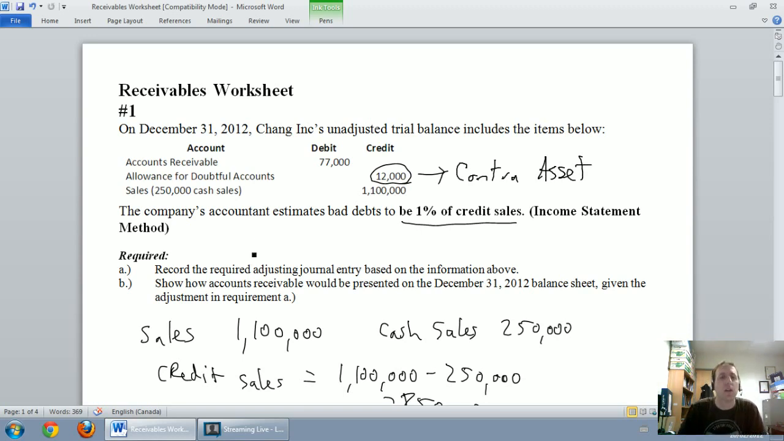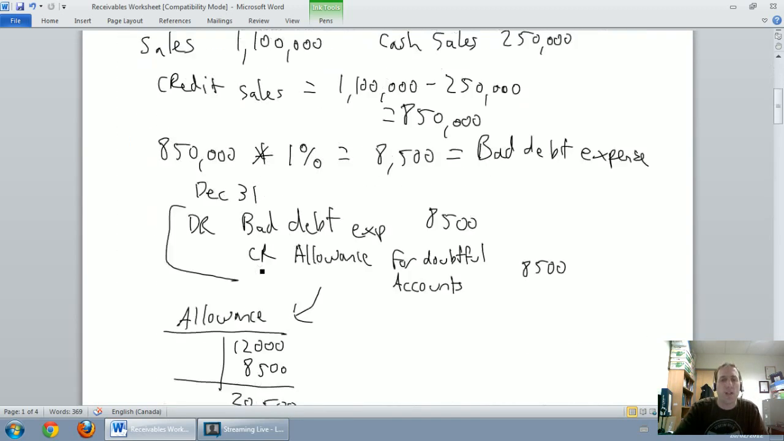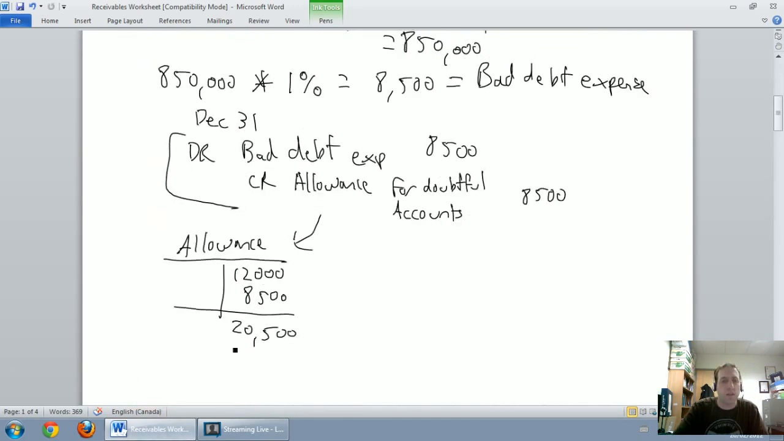Basically, we're saying we have $77,000 in accounts receivable. This allowance for doubtful accounts is our estimate. Remember, it's an estimated amount. The account estimates bad debts, and that creates this allowance. So it's an estimate. And this is the estimate for the amount of the accounts receivable we don't think we're going to collect. So at the end of the year, we have this estimate, this allowance, sitting at $20,500.